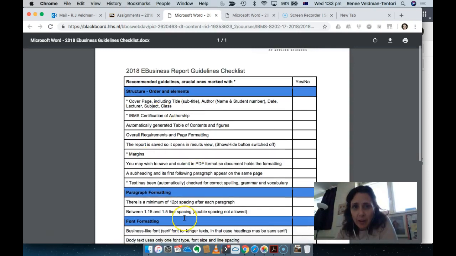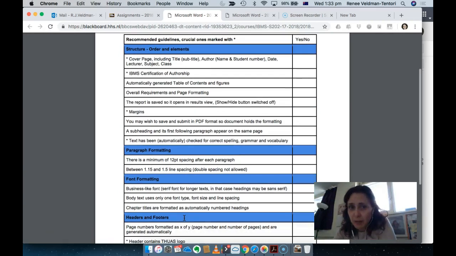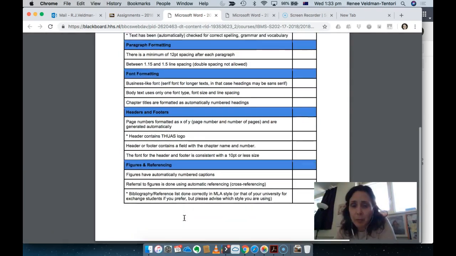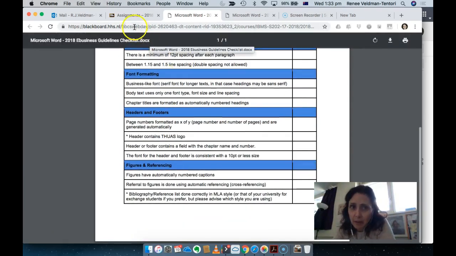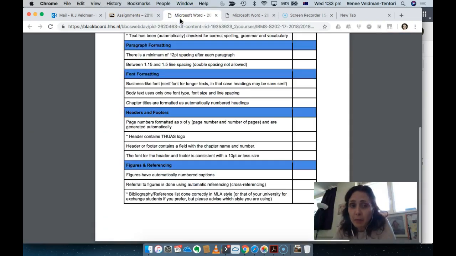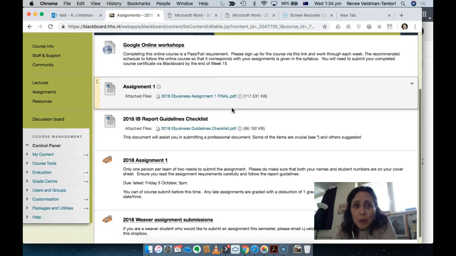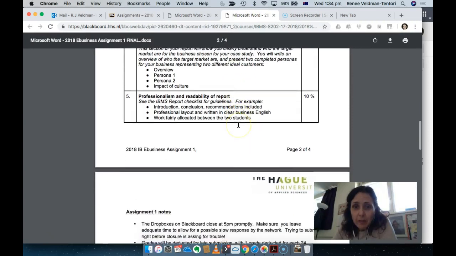So this is just some guidance. If you're an exchange student, this may be slightly different. We are a little bit flexible, but we want to see a professionally presented report. As I said, one tip is to perhaps convert your document when you're ready to submit into a PDF format, but we can only have, I think it's Word and PDF documents on Blackboard. So that is a walk through the assignment.